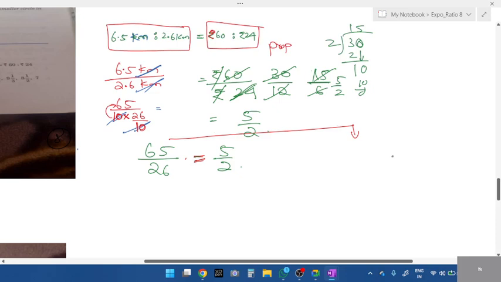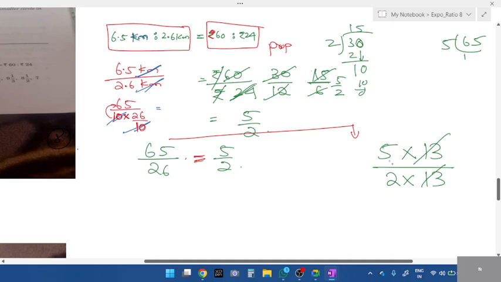If it is tough, you do one thing. How many times 5 goes in 65? Instead of 65, factorize 65. 5 into how much gives 65, students? 13. Keep it like this. Divided by 26. Take the 2 times table. 2 into what gives 26, students? 13.